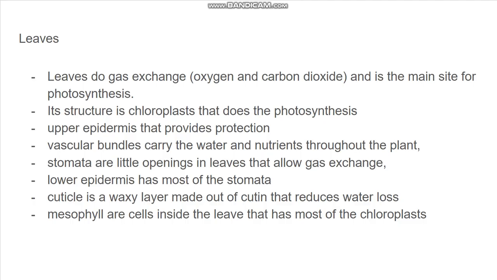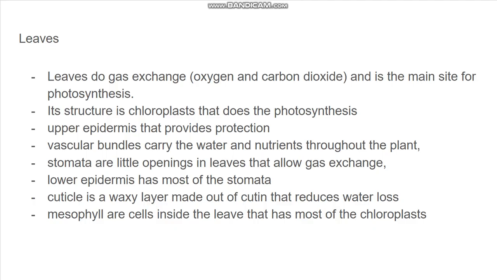So next are leaves. Leaves do gas exchange between carbon dioxide and oxygen, and they're the main site of photosynthesis. And their structure has chloroplasts that do the photosynthesis.